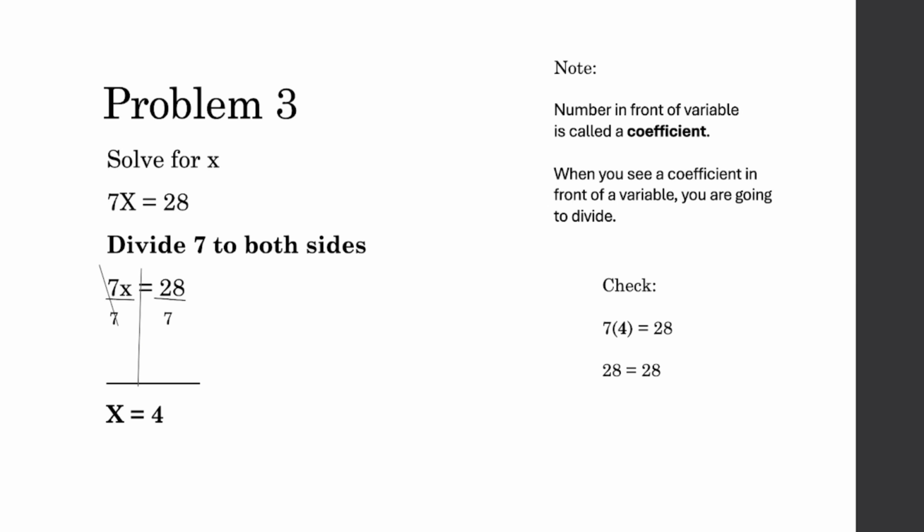To check, you just do 7 times 4, right? 7 times x. So we're going to change that x to a 4. So 7 times 4, does that equal 28? Yes, it does. So 28 equals 28. So we give it a check.